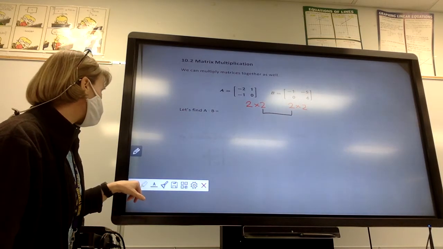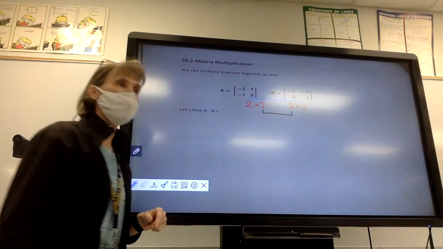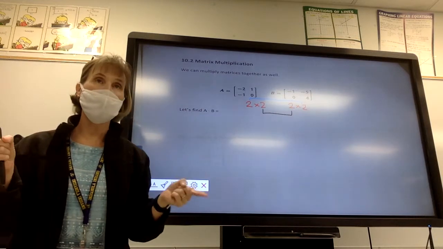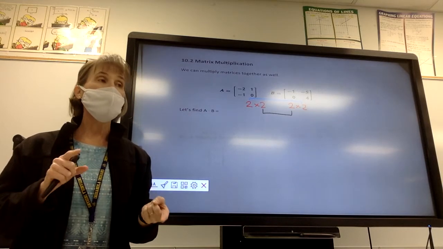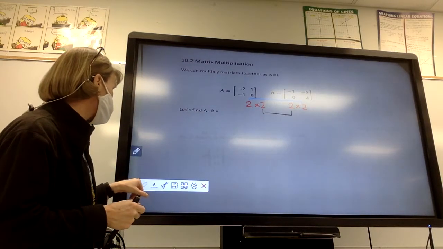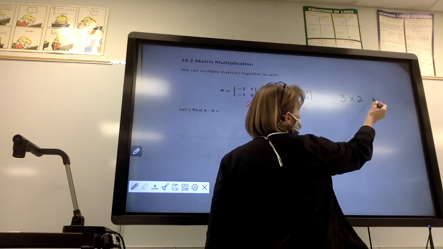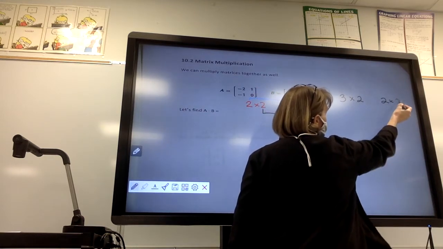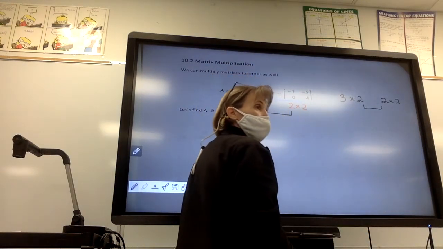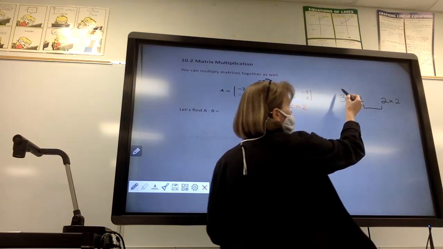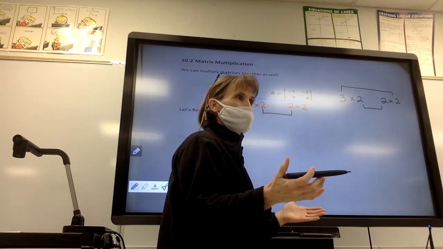And then, if I can do it, if those numbers match, the outside numbers will tell me what my answer is going to look like. So because the outside numbers are both 2's as well, that tells me my answer is going to be a 2 by 2 matrix. So we can multiply matrices together that aren't the same. For example, if I wanted to take a 3 by 2 matrix and multiply it times a 2 by 2 matrix, I would still be able to do that because the inside numbers match. So it's possible to do that. And my answer would look like a 3 by 2 matrix. It would be the outside numbers. Does that make sense to you?